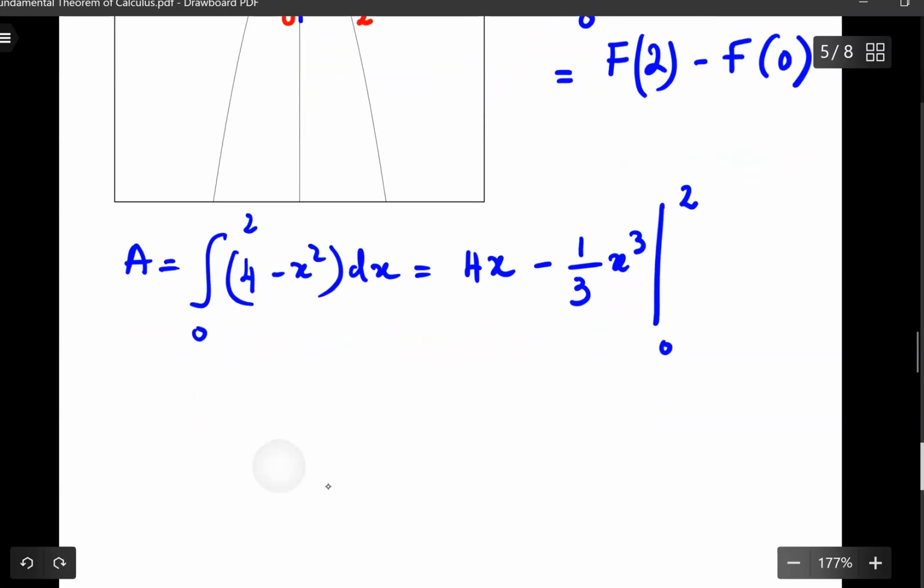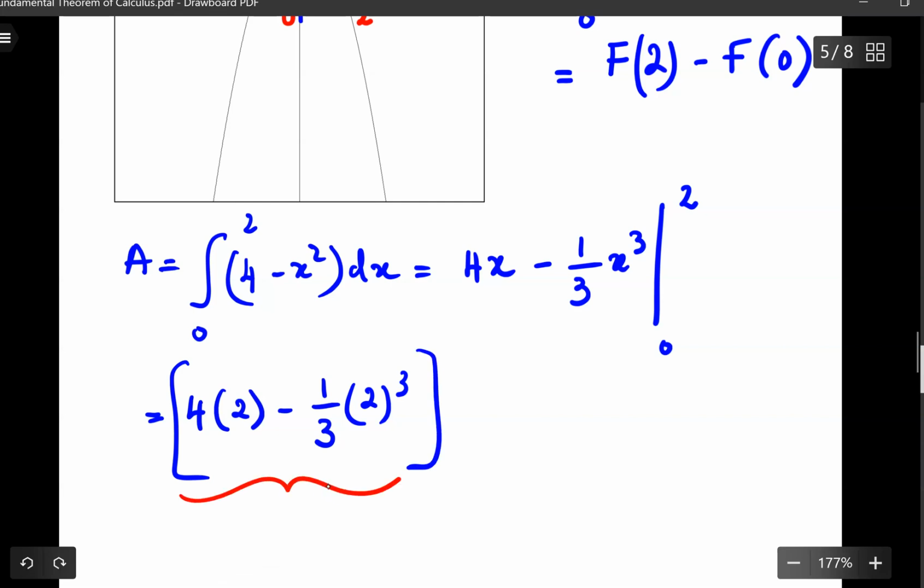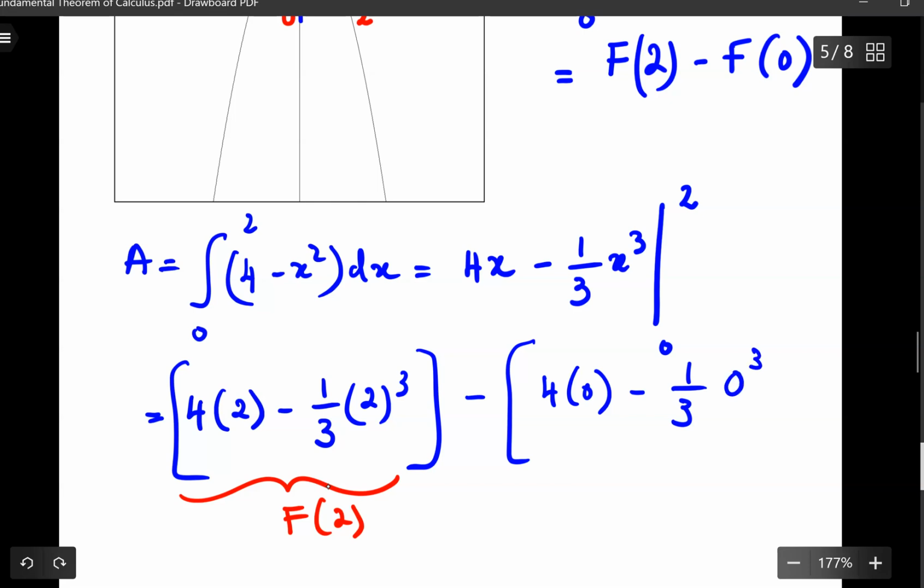And now, what is my F of 2? My F of 2 will be 4 times 2, subtract 1/3 times 2 raised to exponent 3, and put this in this bracket, and identify this as my F of 2. And the second part, F of 0, is actually equal to 0. However, it's a good idea to write that down as well, because we may not have it equal to 0 all the time. So this is also 0 to the exponent 3. And close that. So this is my F of 0.